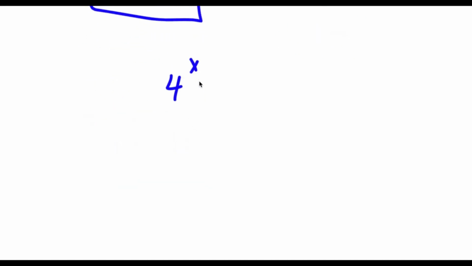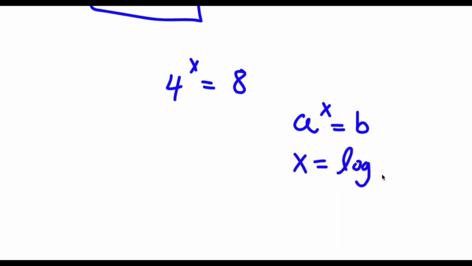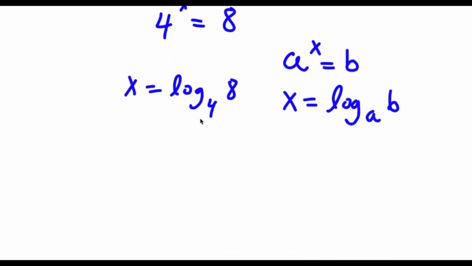Now another way of solving this problem is I have 4 to the power of x equals 8. So now, if I have something in the form a to the power of x is equal to b, this means that x is equal to log base a of b. So in this case, x is going to equal log base 4 of 8. And now this is the same thing as log 8 over log 4.